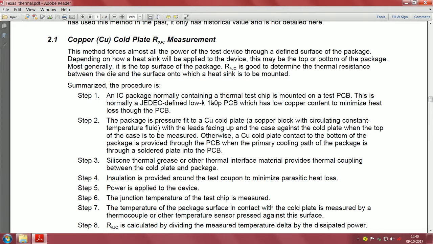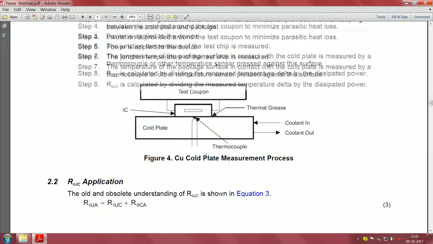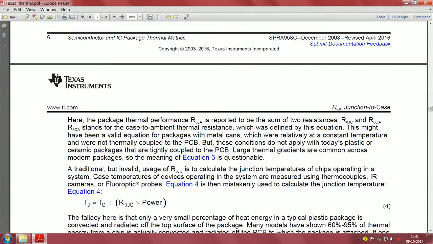The procedure is: the test package is pressure fitted to a copper cold plate, a copper block with circulating constant temperature fluid. The next picture is what I have shown you earlier. Silicon thermal grease or other thermal interface material provides coupling between the cold plate and the package. Insulation is provided around the test coupon to minimize parasitic heat loss, because we are measuring it. So, we have a thermal grease, a test coupon, and a cold plate.